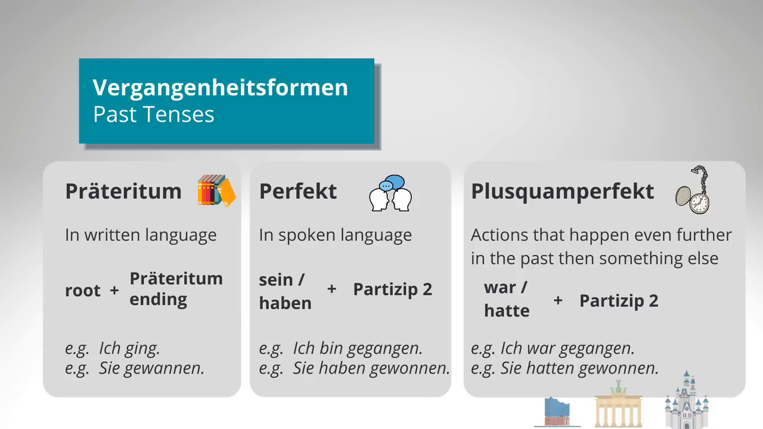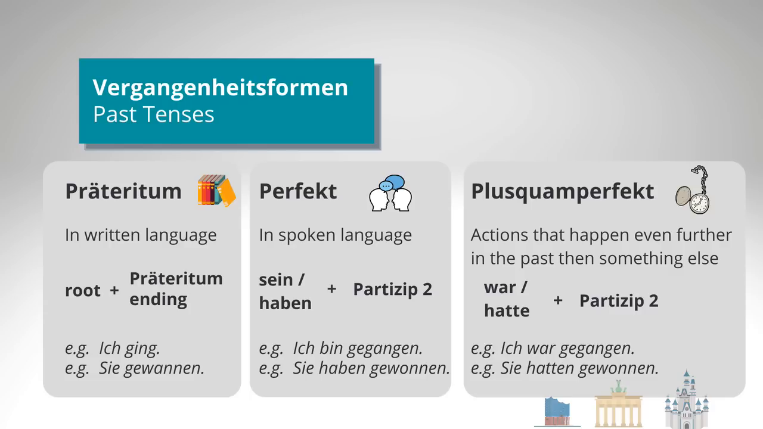Ich bin gegangen. I have gone. And the corresponding plusquamperfect form would be ich war gegangen. I had gone. Ich war gegangen. Let's have another example. This time we start with they won. Sie gewannen. Again, this is a präteritum form, a simple past form.